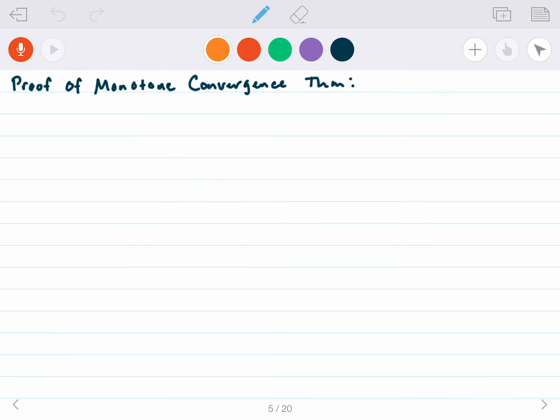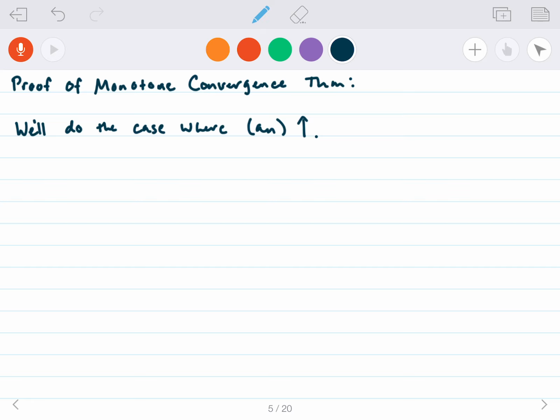Okay, so let's do a proof of the monotone convergence theorem. And we are just going to do the increasing case. We'll do the case where our sequence is increasing. And I'm going to denote increasing with this up arrow pretty frequently and decreasing with the down arrow. Okay, so your homework, I think, is asking you to prove the decreasing case. It'll be very similar to the increasing case.